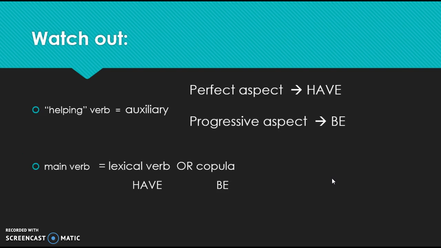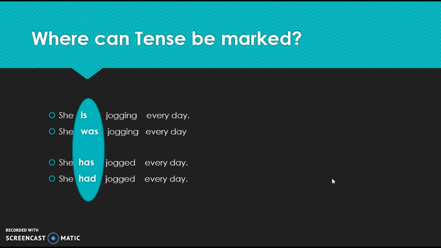Now, I want to again warn you that the auxiliary, the perfect has have, and the progressive has be, but remember we have a lexical verb that has the form of have, showing possession, and we have the copula that could be used as a main verb that takes the form of be. And another reminder, where is tense marked when there's aspect? Well, if there's aspect on the verb, we're always going to look at the first auxiliary to find the tense.